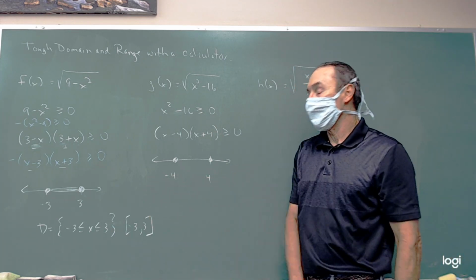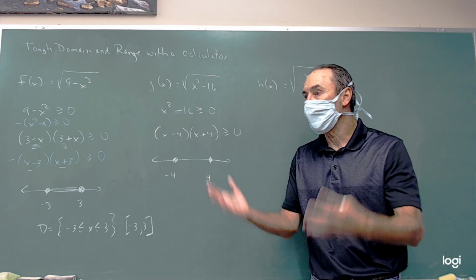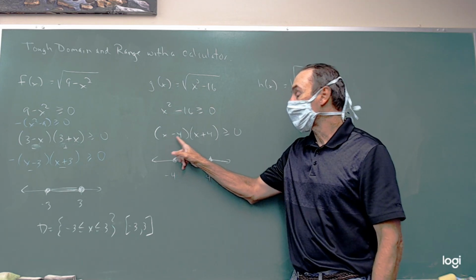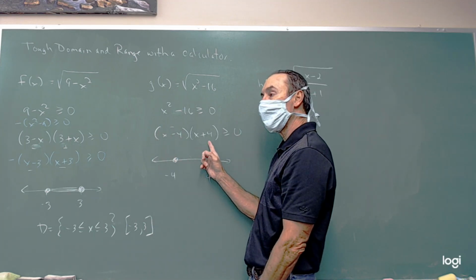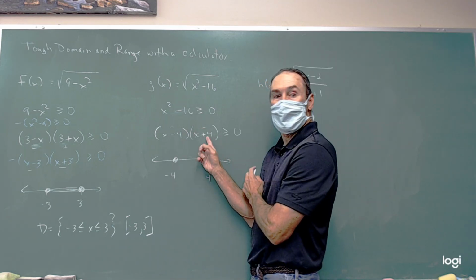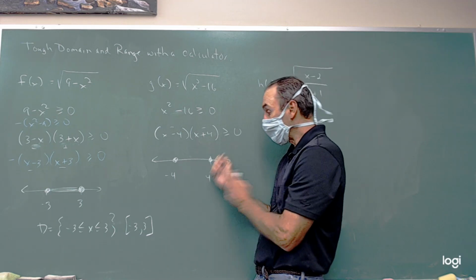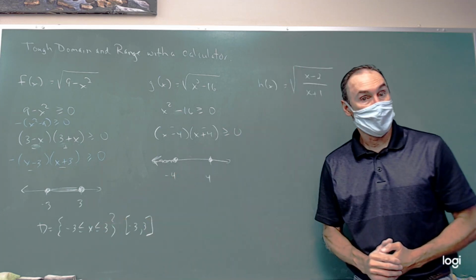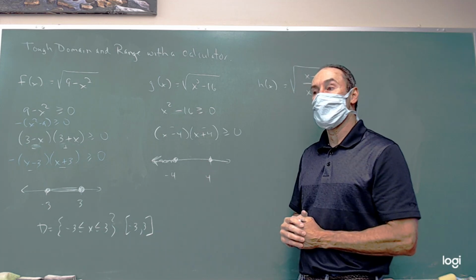We got 3 regions. What do you want to pick from the far left region? Anybody? -6. -6 minus 4, is that positive or negative? Negative. -6 plus 4, is that positive or negative? Negative. A negative times a negative is positive. That is greater than or equal to 0. Now on this one, the domain is going to be out here, different than the one we just did. Okay, different domain completely.